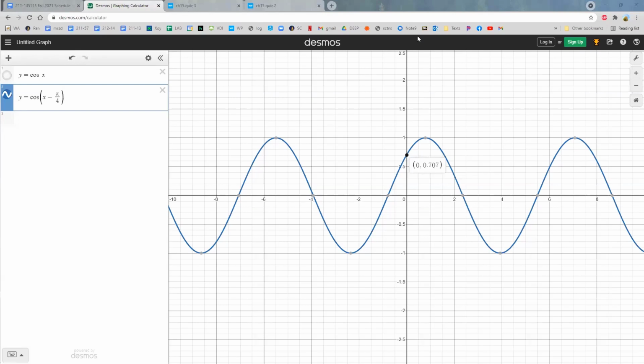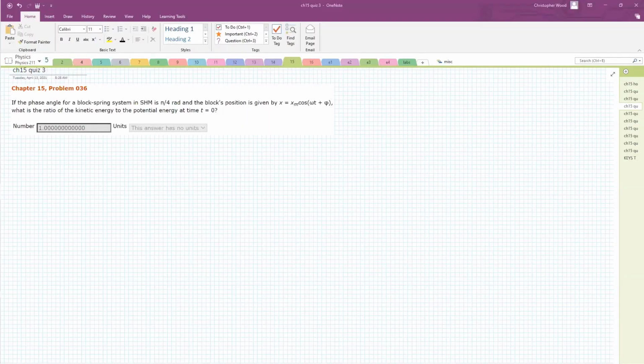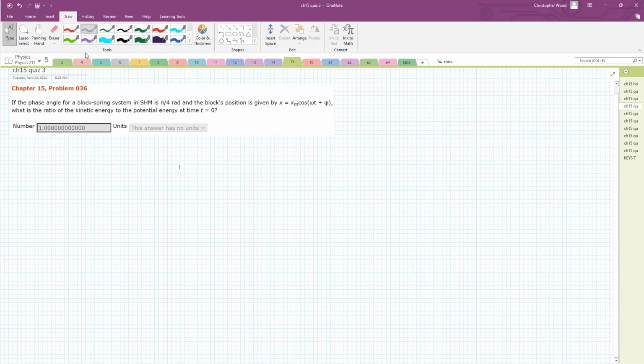Here's what we need to do. With this phase shift in mind, what's the ratio of kinetic energy to potential energy at some time? So here goes number 1. This is the dollar sign. What is the ratio of kinetic energy to potential energy at t equals 0? That's the dollar sign, this ratio.